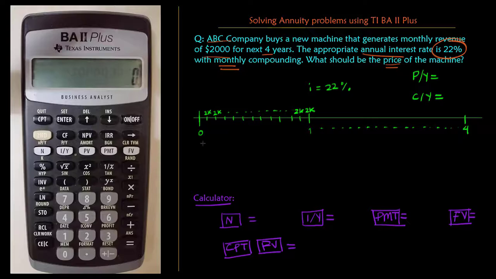So this is our timeline of cash flows. This is the present moment. This is after 1 year and all the way to year 4. And in each year, we'll have 12 payments of $2,000. The question doesn't specify if these payments will be made at the beginning of the month or at the end of each month. Let's assume that it will be made at the end of each month. So then it will be an ordinary annuity.